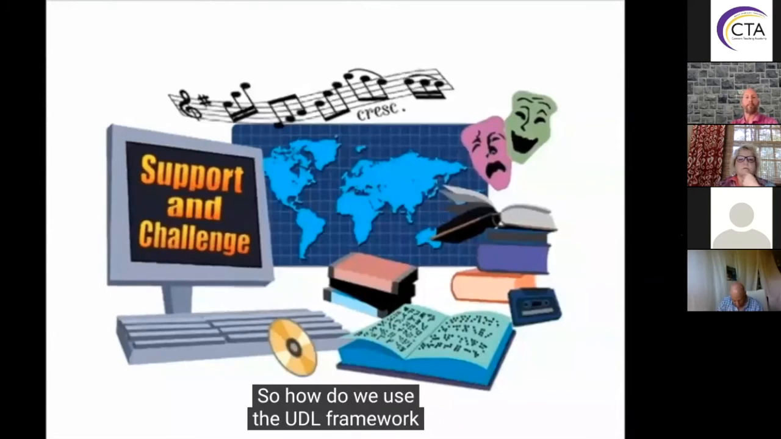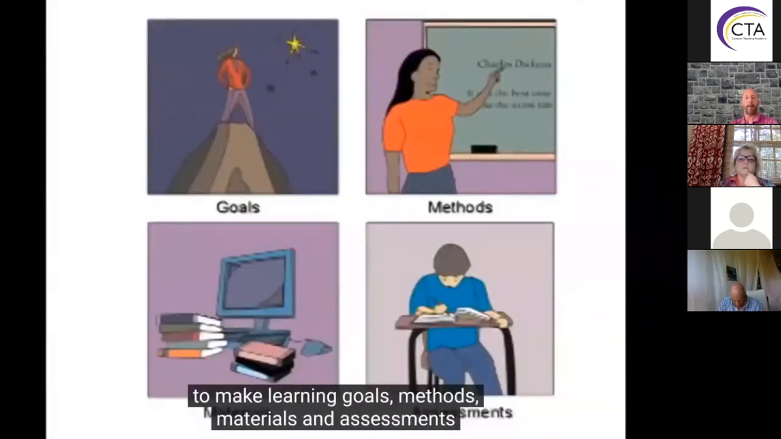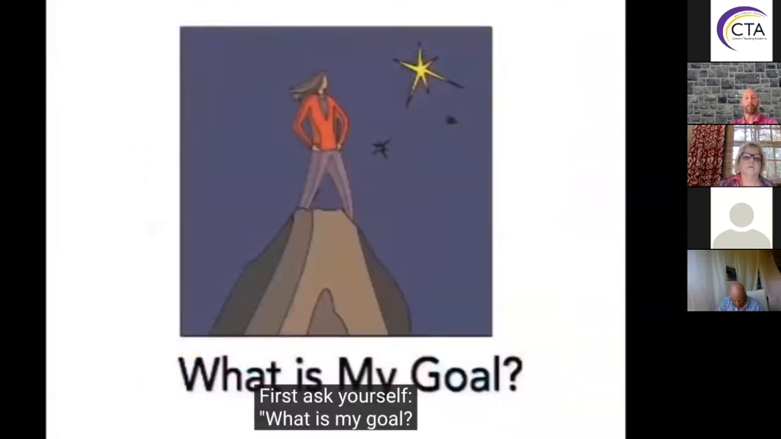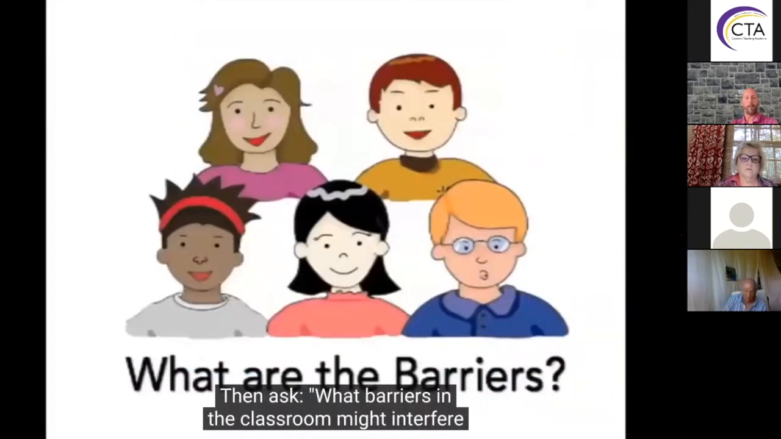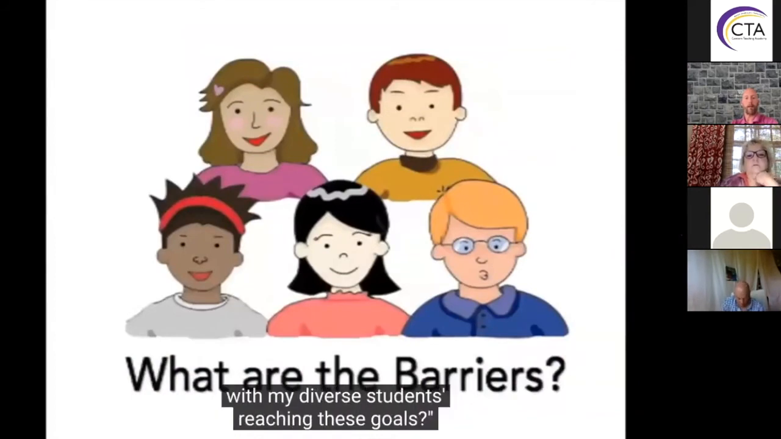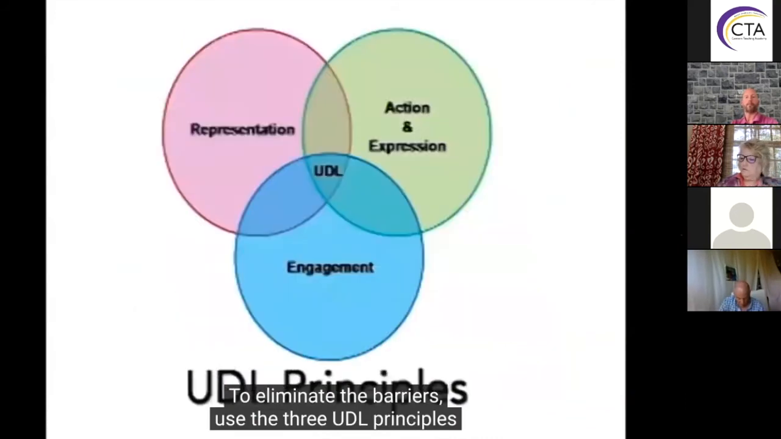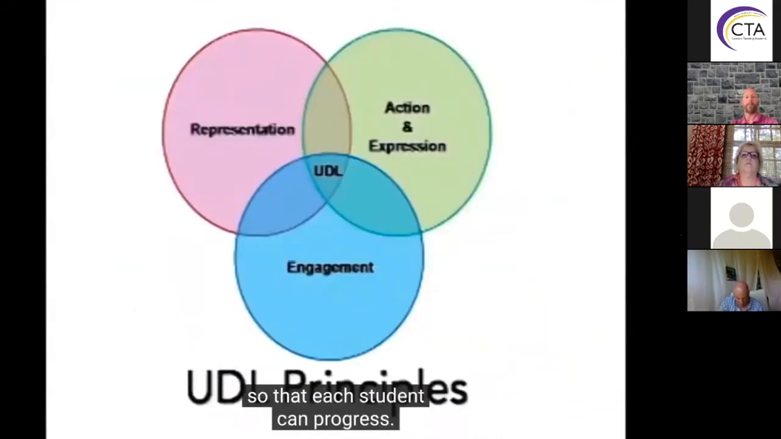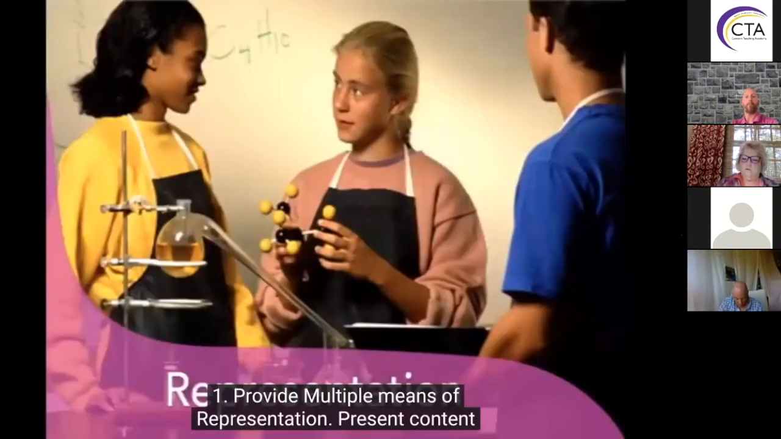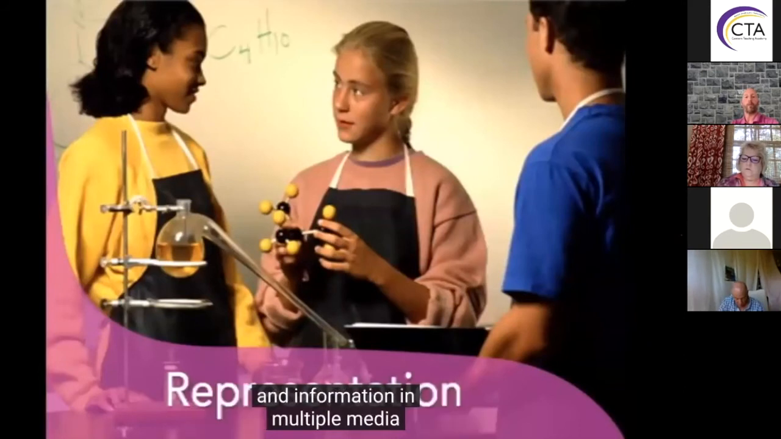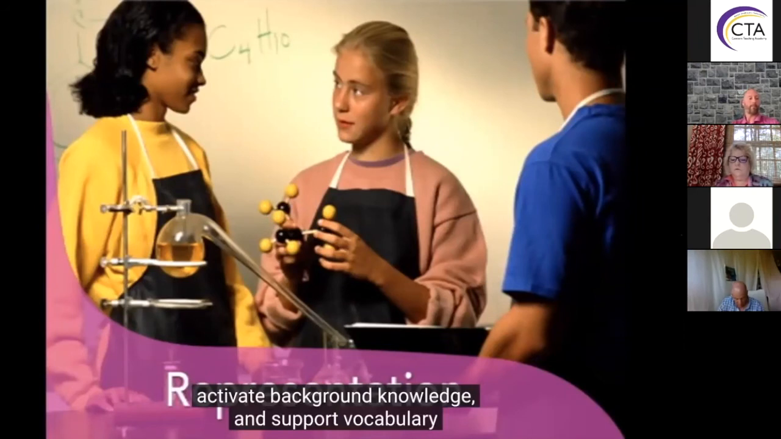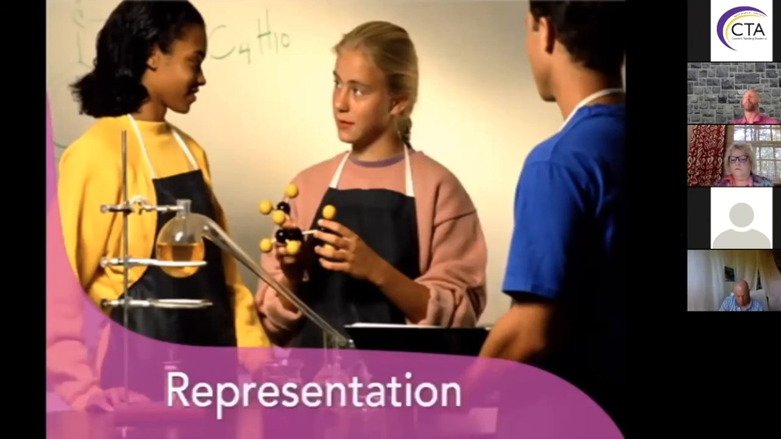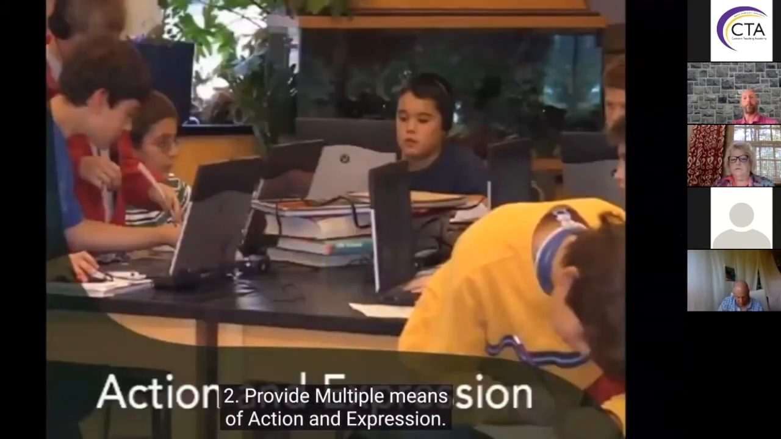So how do we use the UDL framework to make learning goals, methods, materials, and assessments that work for everyone? First, ask yourself, what is my goal? What do I want my students to know, do, and care about? Then ask, what barriers in the classroom might interfere with my diverse students reaching these goals? To eliminate the barriers, use the 3 UDL principles to create flexible paths to learning so that each student can progress. Number 1, provide multiple means of representation. Present content and information in multiple media and provide varied supports. Use graphics and animation, highlight the critical features, activate background knowledge, and support vocabulary so that students can acquire the knowledge being taught. Number 2, provide multiple means of action and expression.